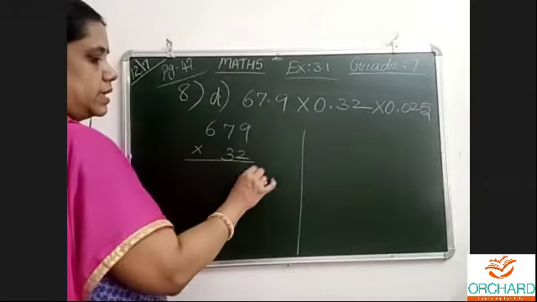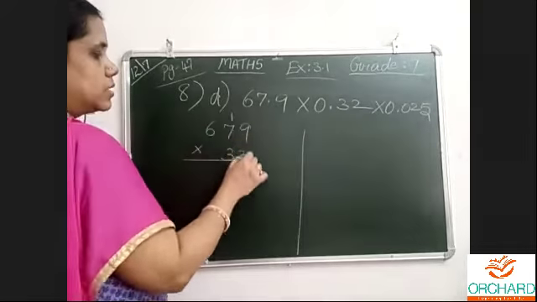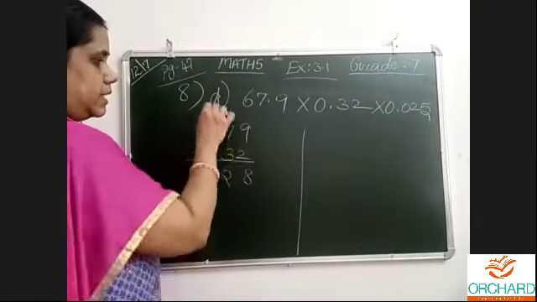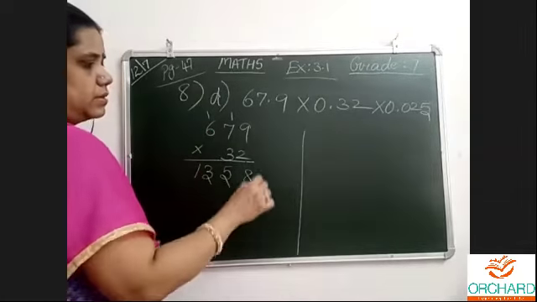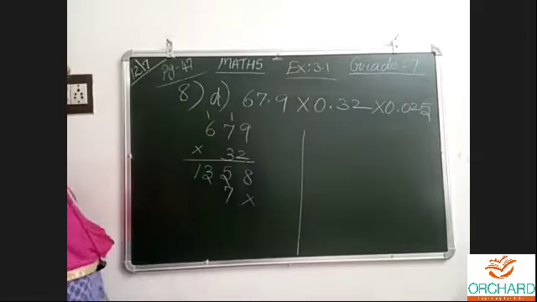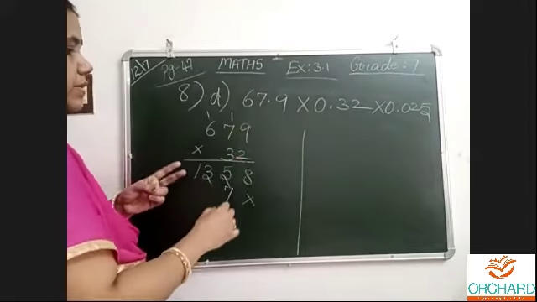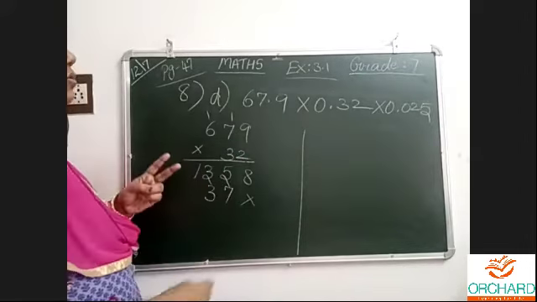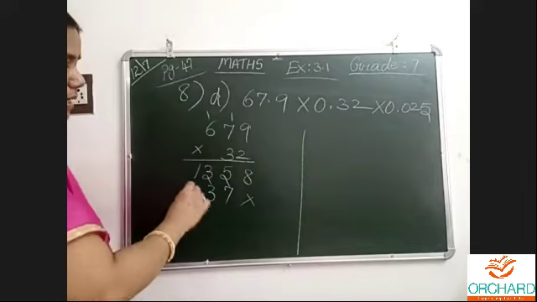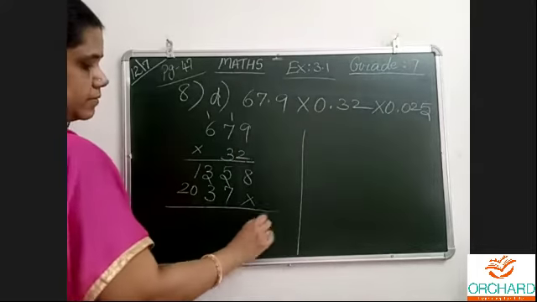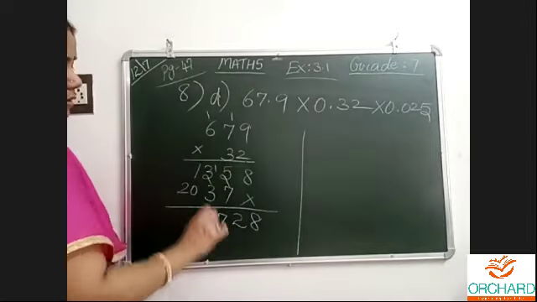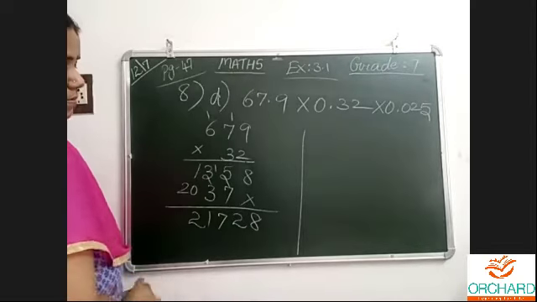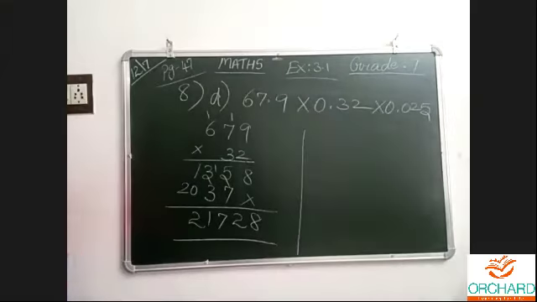9 2s are 18, 8. Carried over 1. 7 2s are 14 plus 1, 15, 5. Carried over 1. 6 2s are 12 plus 1, 13. 9 3s are 27, 7. Carried over 2. 7 3s are 21, 23. 6 3s are 18, 18 plus 2, 20. 8, 7 plus 5, 12, 2, carried over 1, 7, 1, 2. So, 2, 1, 7, 2, 8.